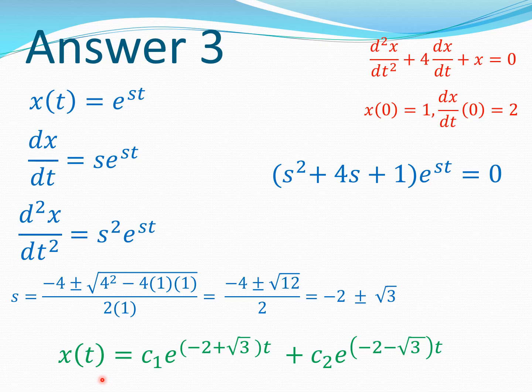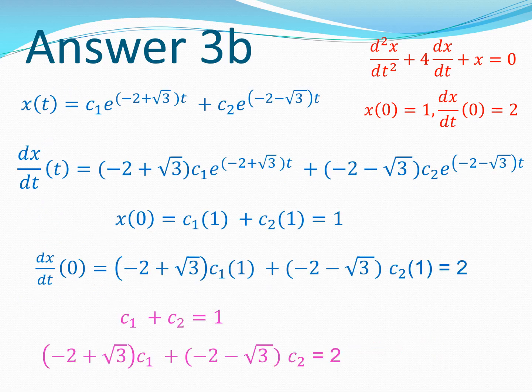So I can write the solution of this differential equation. This is actually the general solution as C1 e to the power (minus 2 plus root 3)t plus C2 e to the power (minus 2 minus root 3)t. So I've taken these two values of s, I substituted it here, and so I essentially get the solution as a linear combination of these two particular solutions. Now, of course, we are not finished with the problem because the initial conditions were provided. So what I need to do is now I need to substitute these initial conditions and get C1 and C2.